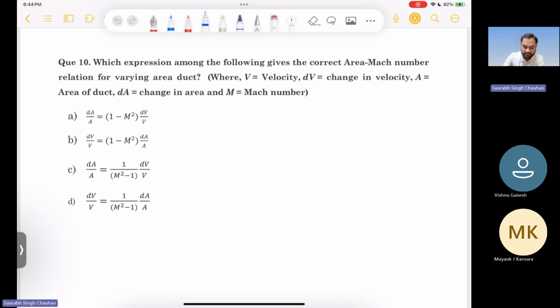Which option is the correct option? Hello, you can unmute yourself and speak. I think Mayank wants to say something. You can write in the comment section. This is the last question.